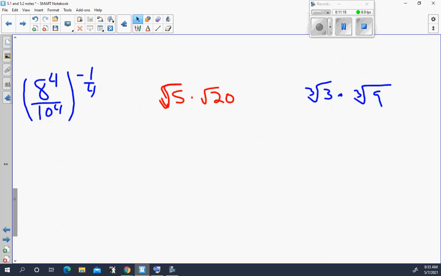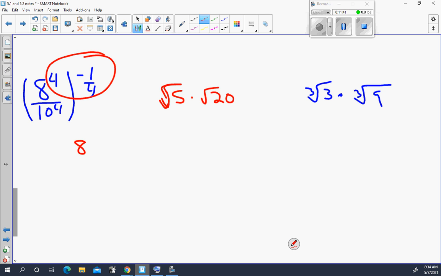Okay. Which actually is a perfect lead into this next problem, because we have 8 to the fourth divided by 10 to the fourth. They're not the same base, we can't subtract. So, what can we do? We can multiply these exponents. What's 4 times negative 1/4? 4 times negative 1/4, well, that's negative 1.